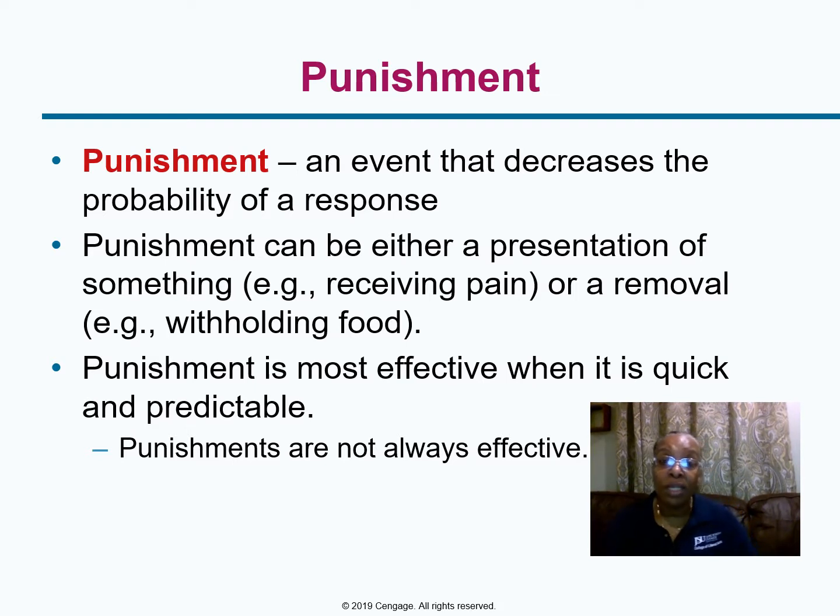So remember, punishment is an event that decreases the probability of a response or behavior. It's going to be either a presentation of something like receiving pain, or a withholding of something like food. I want you to stop and think of other forms of punishment that you might have encountered in your time. Think about my class. What types of reinforcers and punishments have I utilized to help you to be a great student in the classroom?